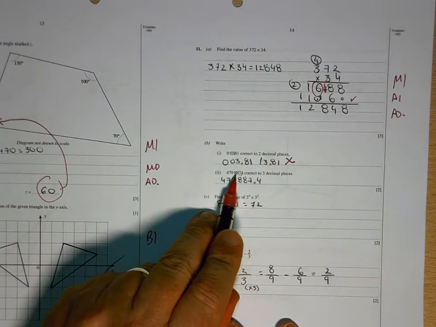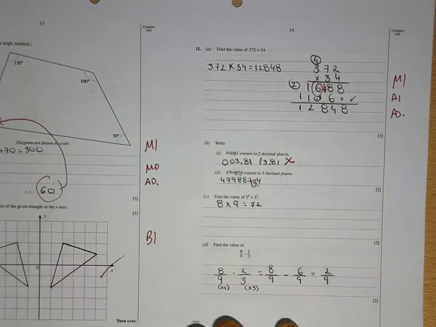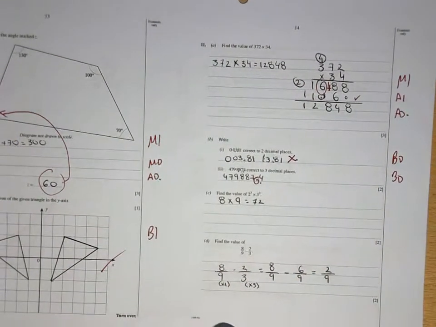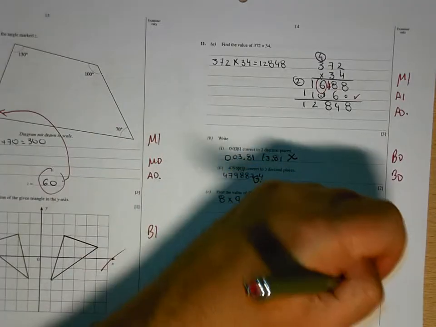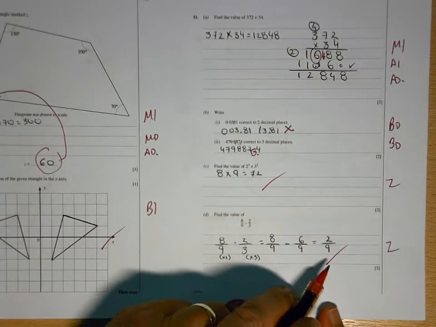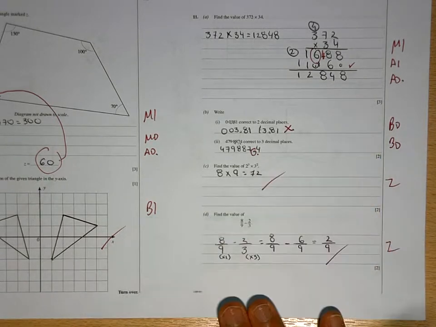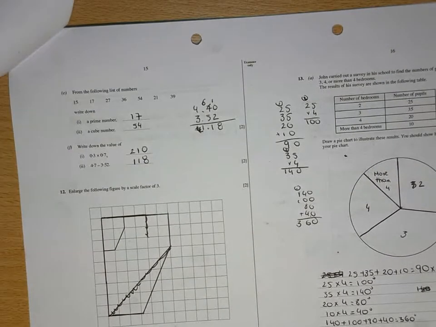And the same thing here, the 3 decimal places are the 8, 8, 7. You've moved the decimal point again. 8 times 9 is 72. Well done. And this is good. You're the first person in the class to get this question right. So well done for that. 2, 4, 6, 8 for that page.